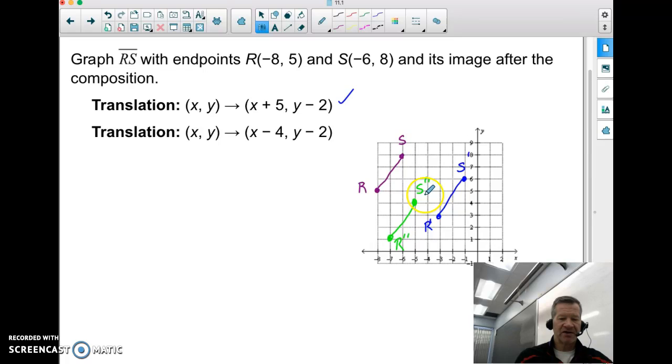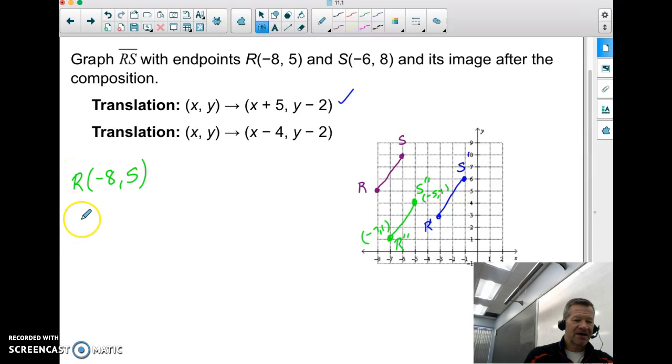Now if you look at the coordinates where this ended up, it ends up at -5,4 for S and -7,1 for R. I just want to show you another way we can do that. If we start out with R at -8,5 and S at -6,8. So after doing the first rule, all I have to do is add 5 to the x value, that would put me at -3. Subtract 2 from the y value, that would put me at 3. So you notice this R prime here is at -3,3.